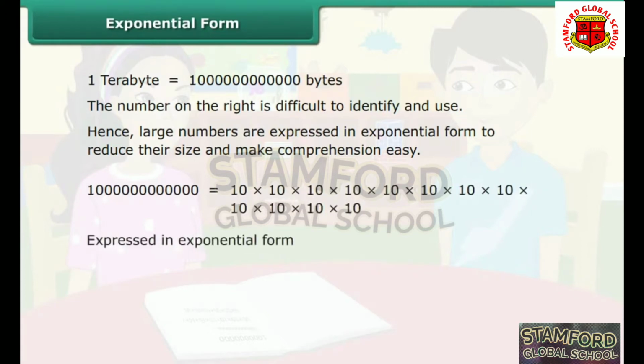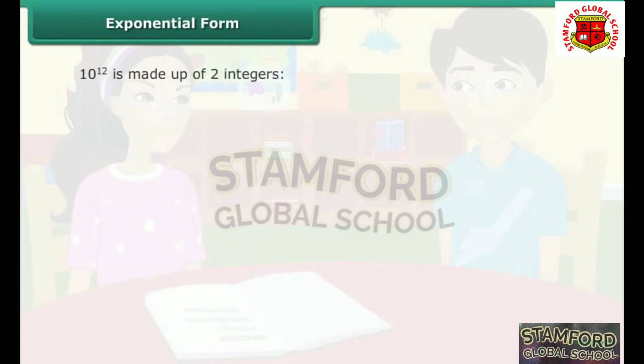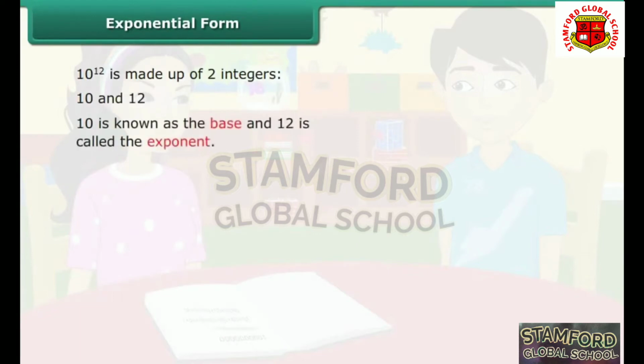We use this knowledge and express 1 0 0 0 0 0 0 0 0 0 0 0 0 in exponential form as 10 raised to the power 12. Therefore, as rightly pointed out by Dhruv, 1 terabyte may be expressed as equivalent to 10 raised to the power 12 bytes. 10 raised to the power 12 is made up of two integers, 10 and 12. 10 is known as the base, and 12 is called the exponent.